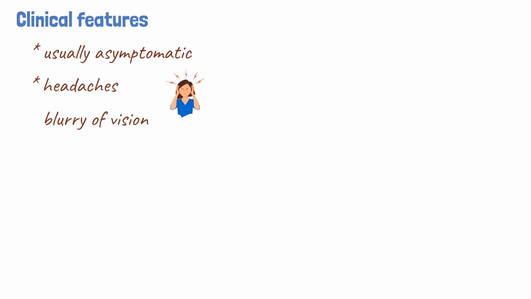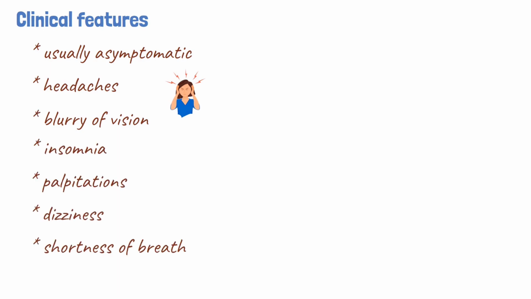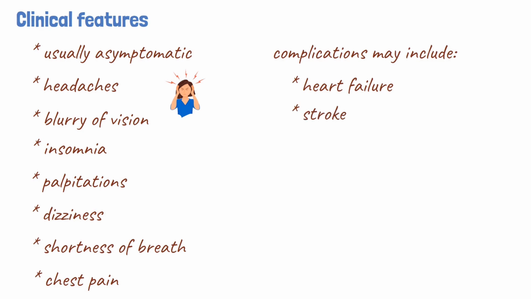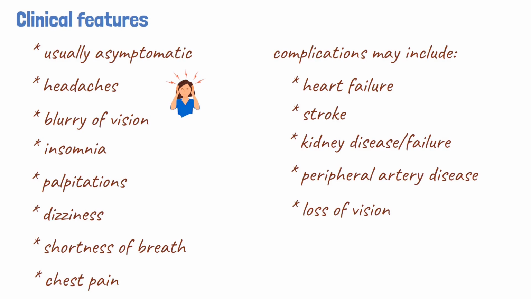Hypertension is often called the silent killer because it typically presents with no overt symptoms. However, long-term uncontrolled hypertension can lead to serious complications. Clinical features may include headaches, blurry vision, insomnia, palpitations, dizziness, shortness of breath, and chest pain. Untreated hypertension can lead to severe complications like heart failure, stroke, kidney disease or renal failure, peripheral artery disease, and vision loss. The management of hypertension often includes lifestyle modifications and medications.